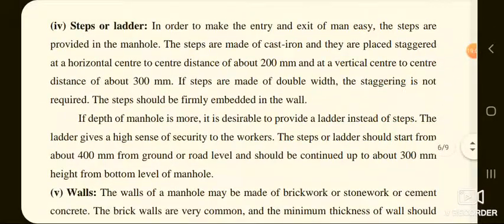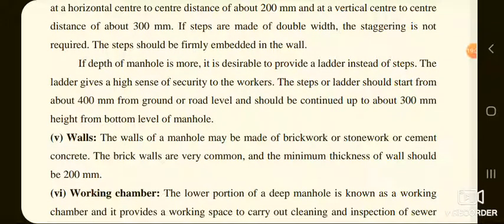Now the next component is steps or ladder. In order to make the entry and exit of a man easy, steps are provided in the manhole. The steps are made of cast iron and they are placed staggered at a horizontal center to center distance of about 200 mm and at a vertical center to center distance of about 300 mm. If steps are made of double width, the staggering is not required. The steps should be firmly embedded in the wall. If the depth of the manhole is more, it is desirable to provide a ladder instead of steps. The ladder gives a high sense of security to the workers.